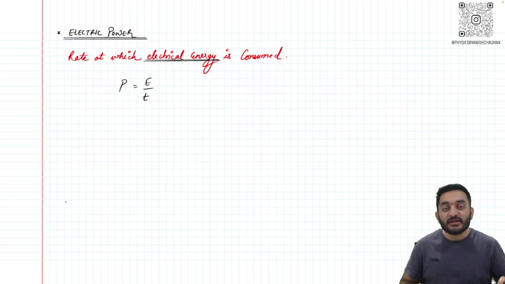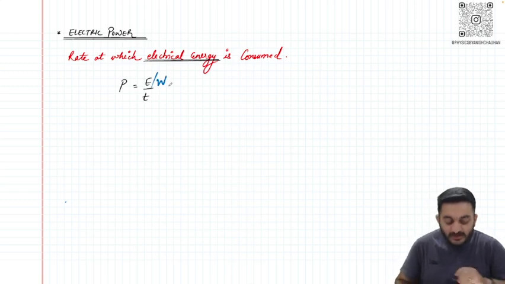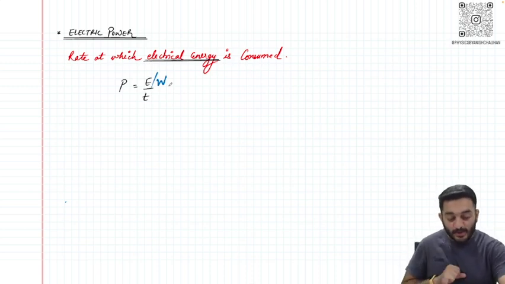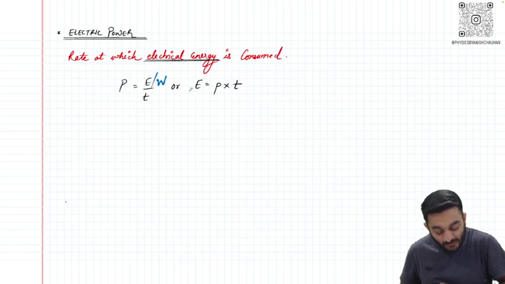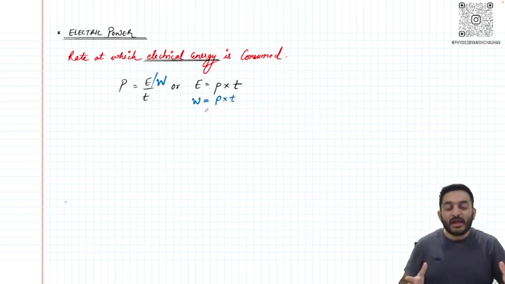So power is written as E over T. Even if you want to write W, it is perfectly fine. So power can be written as E over T, or power can also be written as work done upon time. Now one thing you need to understand here: the work done can also be written as P into T. So for energy you can take the symbol as E or as W.